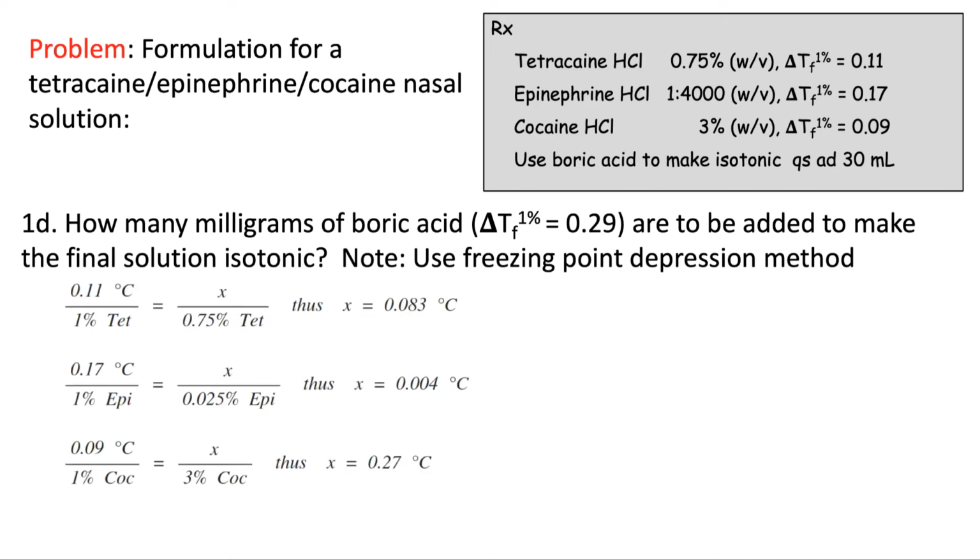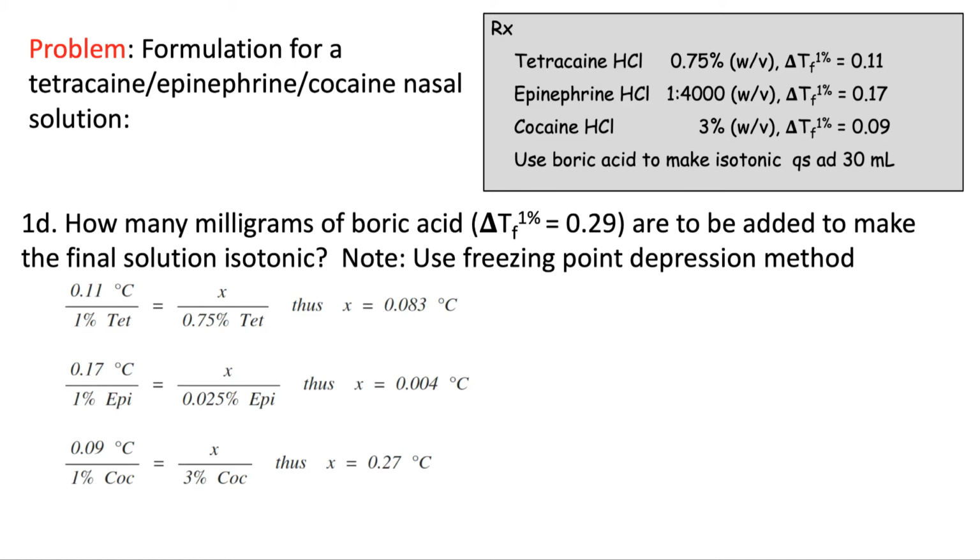So let's do these. And I'm going to solve all of these at the same time because they're all set up the same. So what you have to do is take your delta TF 1% and set it up as a proportion such as, for example, with tetracaine. As we just said, we get a 0.11 degrees Celsius change in temperature for a 1% concentration of tetracaine. So we can set that equal to some unknown X change in freezing point when we use the percent concentration we need, which is 0.75%. So when I solve for X, I see that my required therapeutic concentration of tetracaine will therefore lower the freezing point of my solution by 0.083 degrees Celsius.